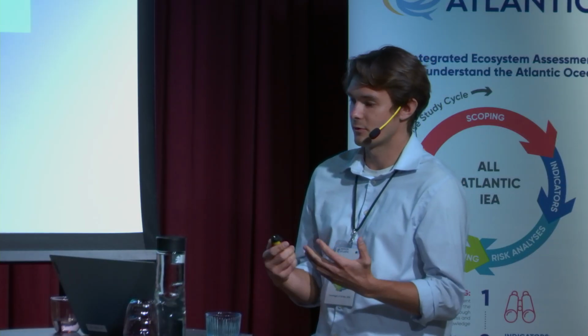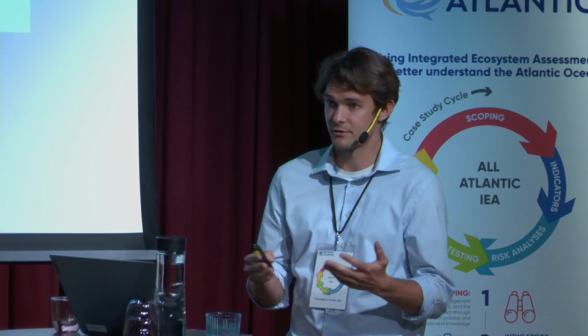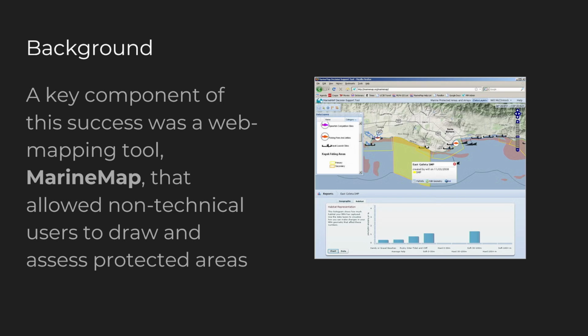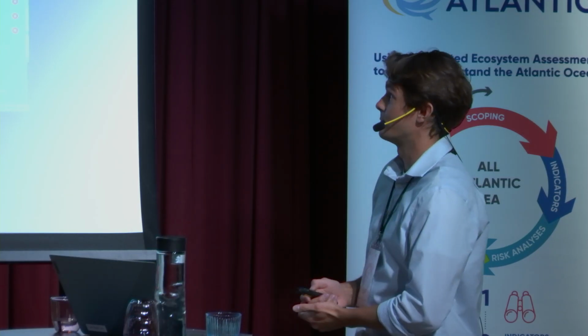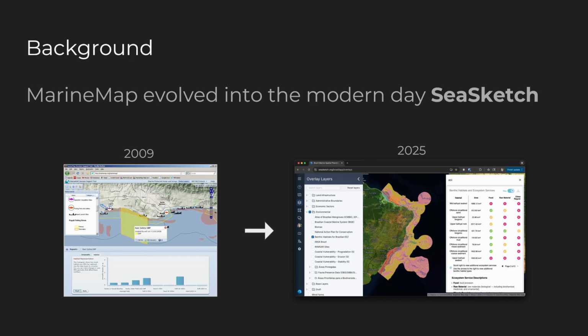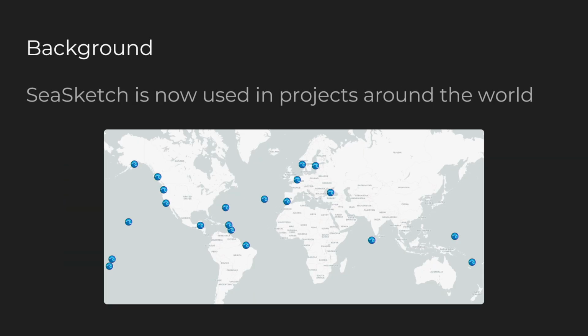With MarineMap, stakeholders representing the interests of fishers, divers, conservationists could attend workshops where they simply drew their ideas for a plan on a web map, and then they could get near instant results of how that impacted things like human ocean use or conservation targets. MarineMap evolved into the modern day SeaSketch. Same idea, just slightly catchier name and a lot more powerful. And SeaSketch is now used in projects all around the world for MSP, research, and much more.